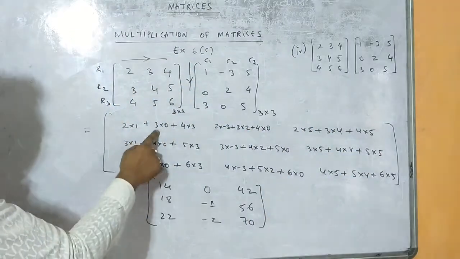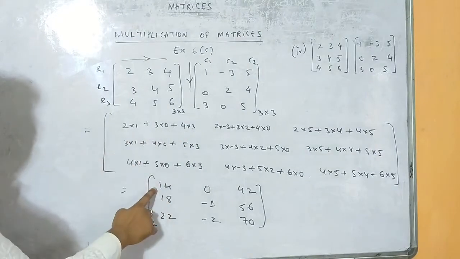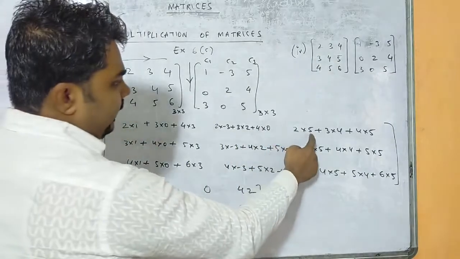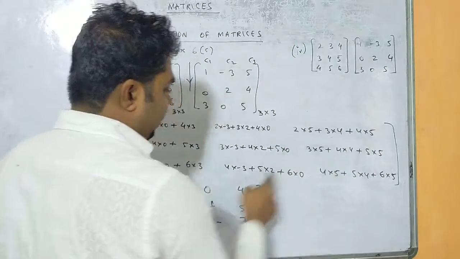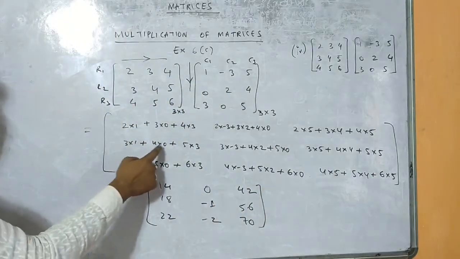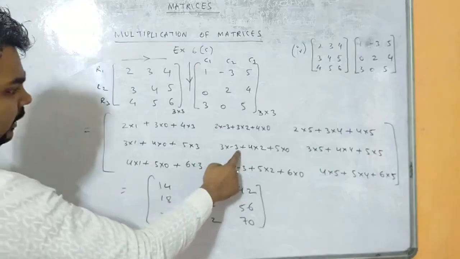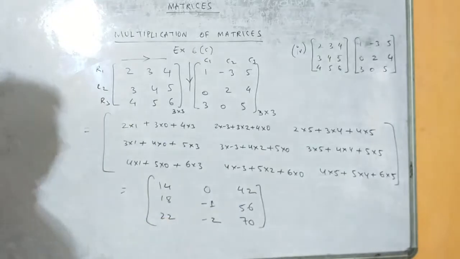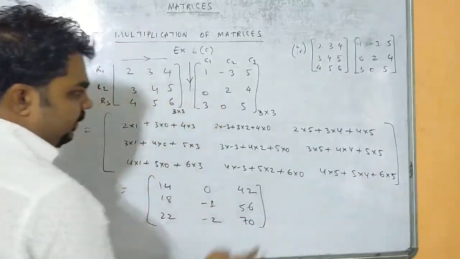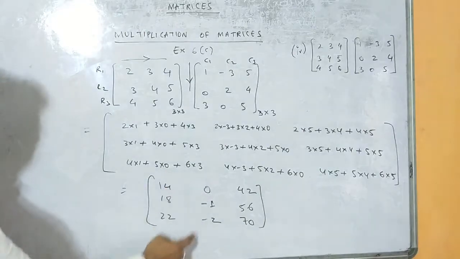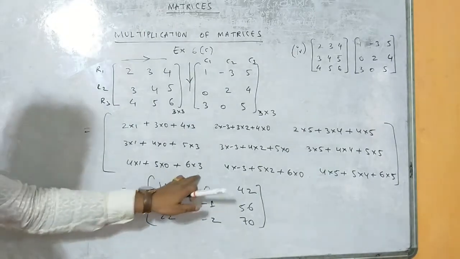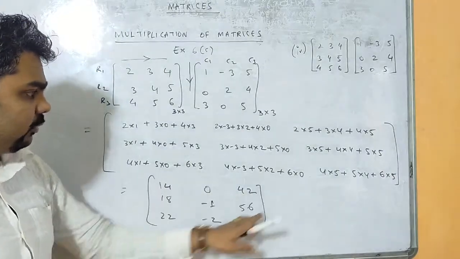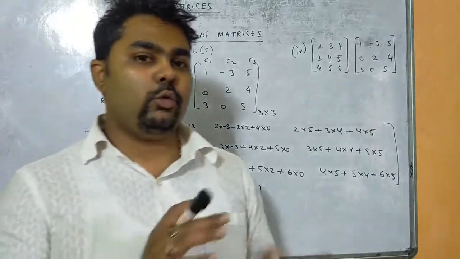2 into 1, 2, this is 0, this is 12, so 12 plus 2, 14. Next we have, this is 0, 3 twos are 6, 6 minus 6, 0, 2 fives are 10, 10 plus 12 plus 20, that is 42. 3 plus 0 plus 15, that is 18. Here you will get minus 9 and here you will get 8. So minus 9 plus 8, that is minus 1. 15 plus 16 plus 25, that is 56. 4 plus 0 plus 9, that is 13, that is 22. And here minus 12 plus 10 plus 0, so you will get minus 2 and likewise 70. So this is how we multiply two matrices.